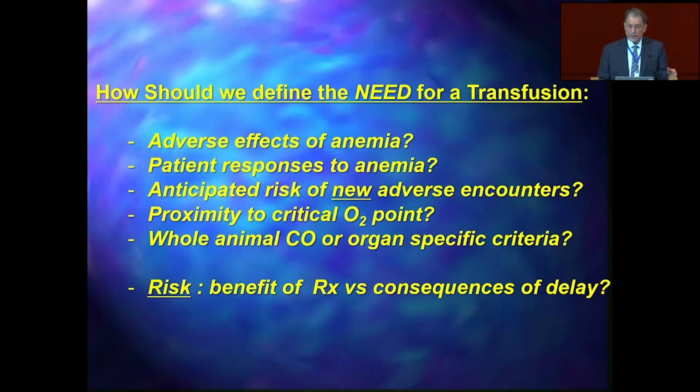Should it be an adverse effect of anemia? Should it be the patient's response to anemia? They change their cardiac output, so is that the time to do it? Or should we anticipate risks of a new event? If somebody was apneic on top of being anemic, well, that's the patient I should treat.